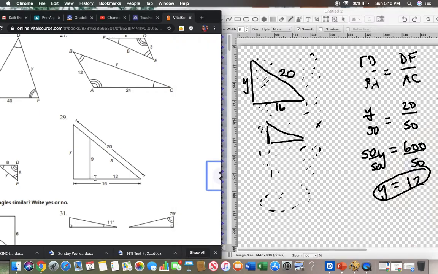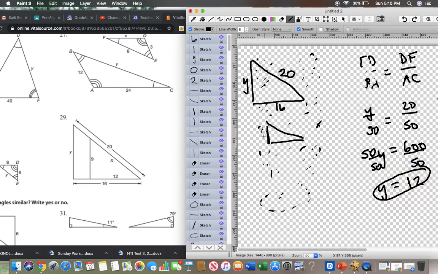Let's look at the little triangle. The little triangle is this triangle inside right here. So this piece would be 9. This segment right here, down here, would be 12. And this side would be x. Now you've got two similar triangles that you can do proportions to. So y and 9, 16 and 12, 20 and x, those would be your proportionate sides. And you could use proportions to solve for the missing variables.